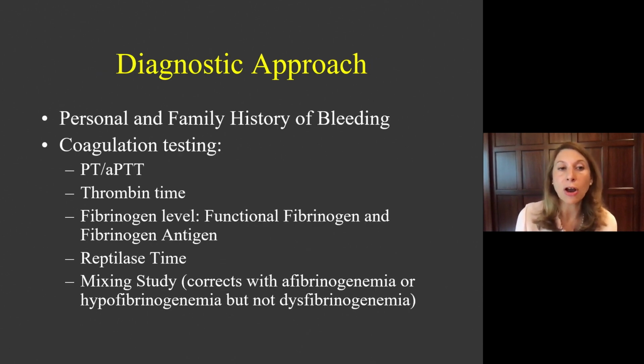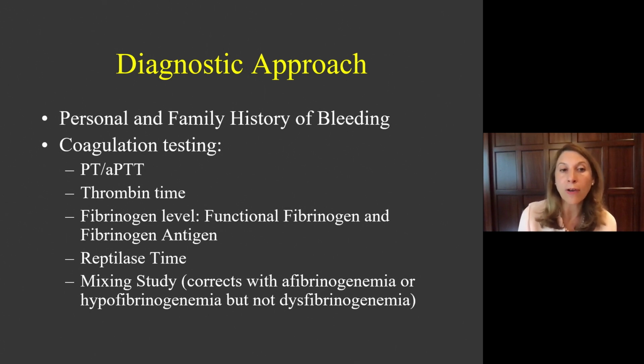The diagnostic approach is to start, of course, with a personal and family history of bleeding, and then to get some coagulation testing. PTT is where to start, but then you could actually get something called a thrombin time, which is a screening test to assess for fibrin formation from fibrinogen in the plasma. Thrombin's job is, of course, to cleave fibrinogen, and it releases fibrinopeptide A and B. A thrombin time can be prolonged if heparin is on board.